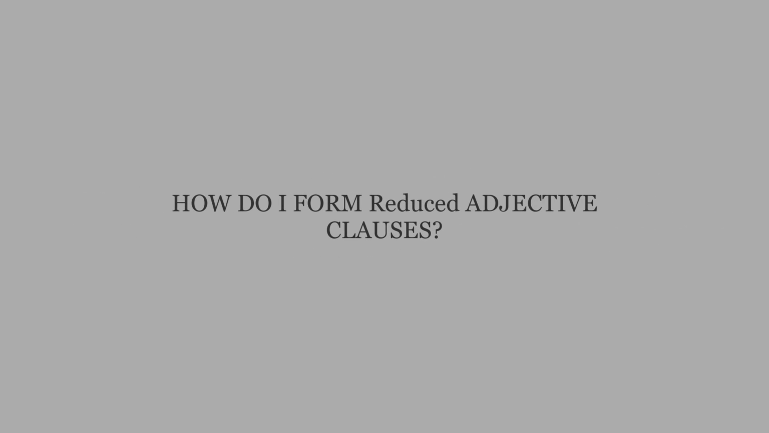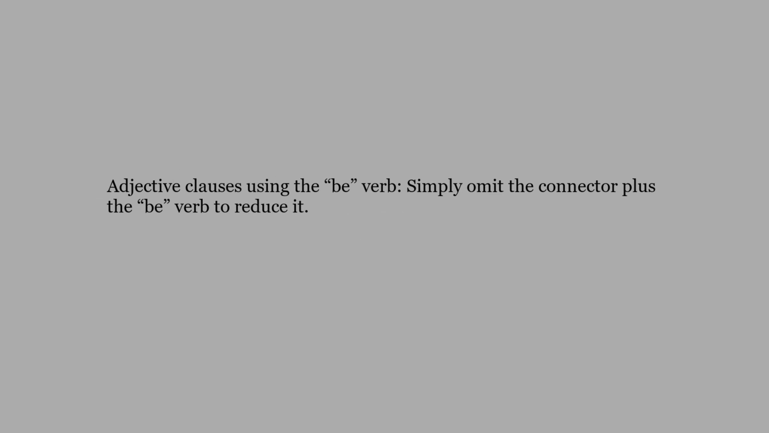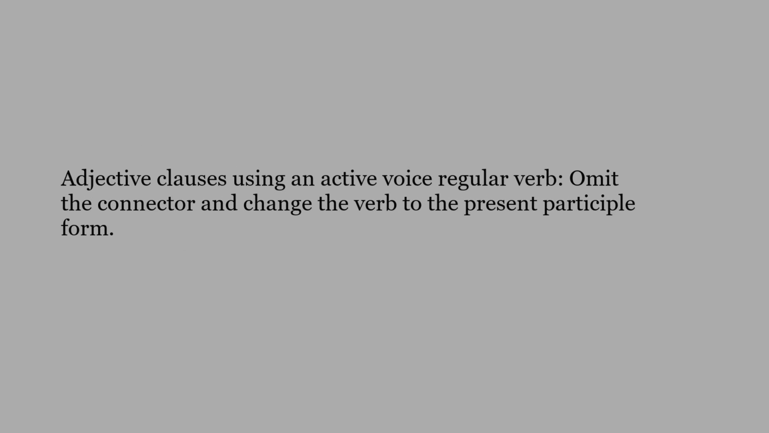How do I form reduced adjective clauses? Adjective clauses using the be verb: simply omit the connector plus the be verb to reduce it. Adjective clauses using an active voice regular verb: omit the connector and change the verb to the present participle form.